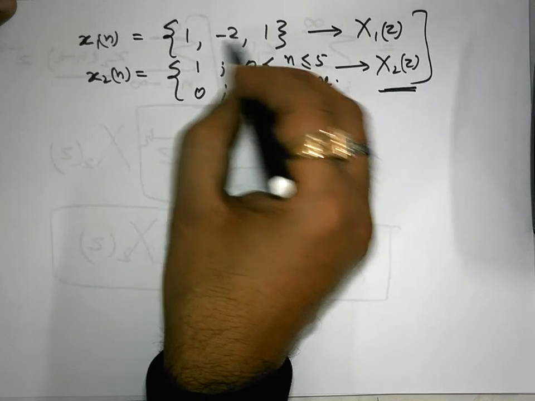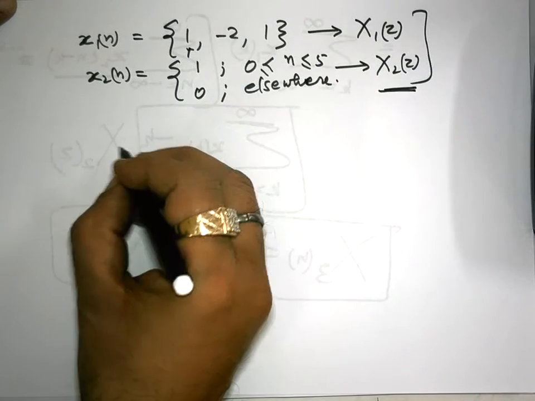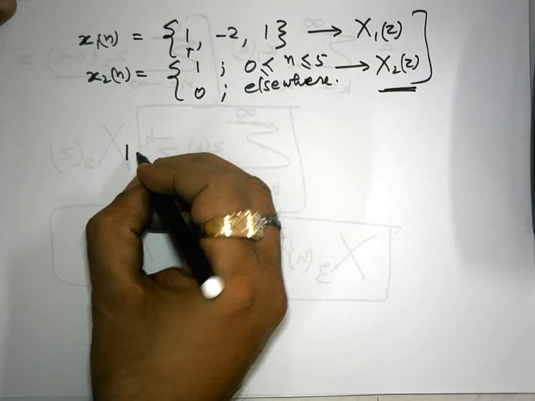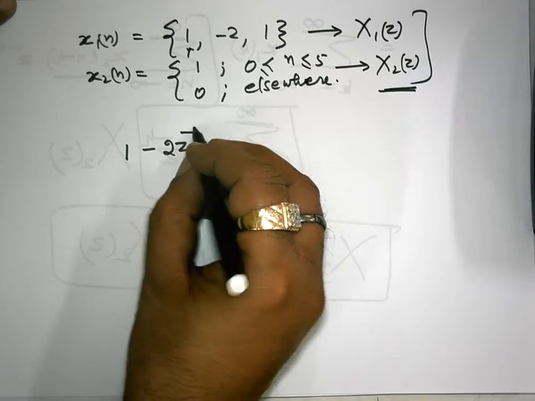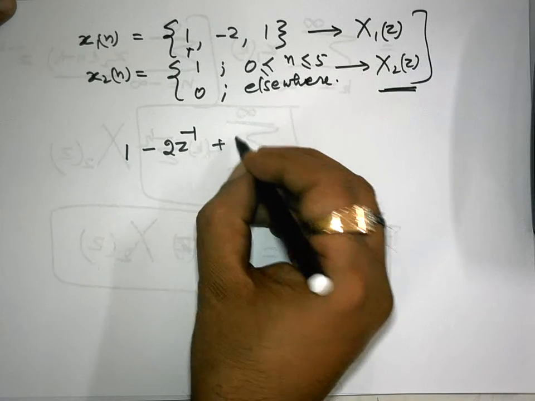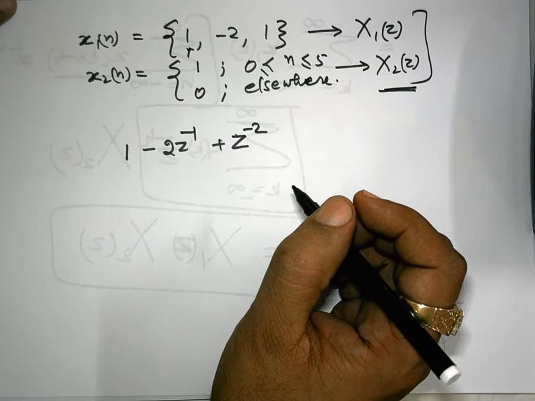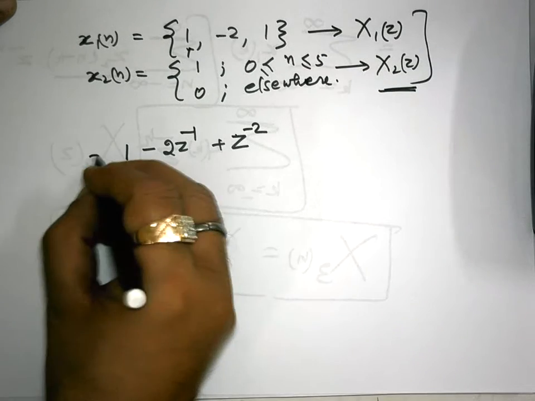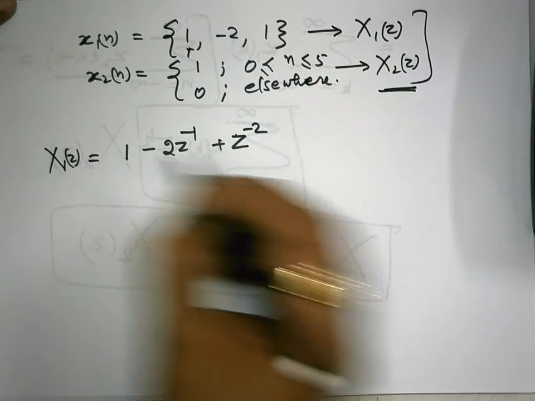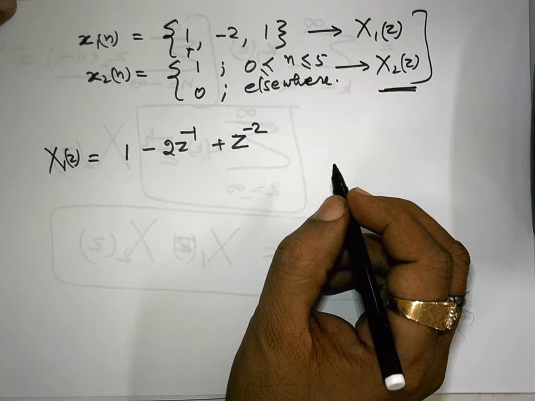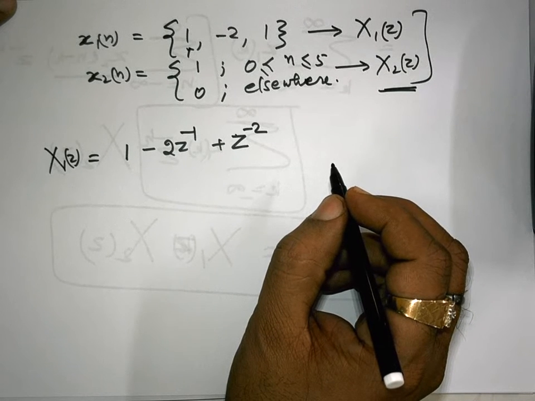The Z transform of this signal, this will be the origin. This is 1 times z to the power 0, which means it is 1, minus 2 z to the power minus 1, plus z to the power minus 2. This is the Z transform of this signal, X1(z). We evaluated this in our very first problem while evaluating Z transforms of signals.